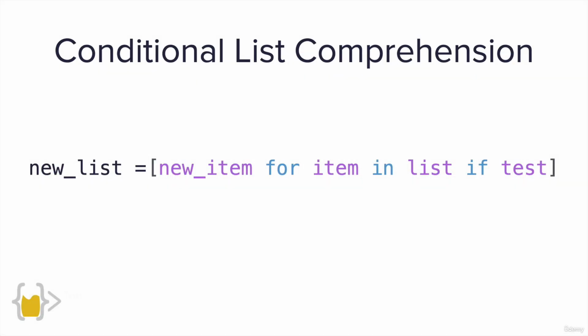Now, the final thing I want to show you regarding list comprehensions is that there's also such a thing as a conditional list comprehension. This takes our keywords a little bit further, whereas previously we stopped right here: new item for item in list. We can also tag on 2 more keywords, if and a test. What this is going to allow us to do is to only add this new item, and only perform this code, if the test actually passes.